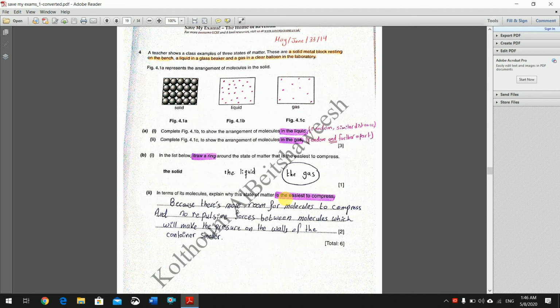Now, why is it the easiest to compress? Because in gas molecules, we have more room for the molecules to compress, and also we don't have any repulsive forces between molecules, which will make the pressure on the walls of the container smaller, which will make the process of compressing the gas easier to do.